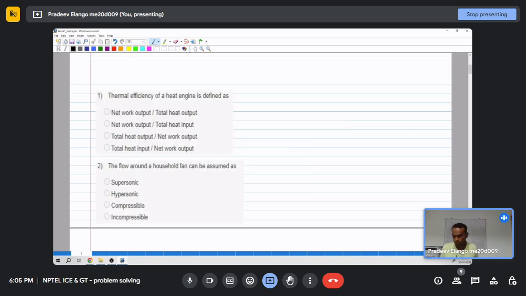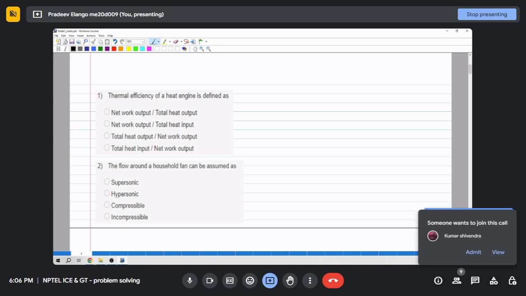Okay, I will start with the problems. The first question is, thermal efficiency of a heat engine is defined as dash: net work output by heat input, or net work output by total heat input, or total heat output by net work output, or total heat input by net work output. If you know your answers, you can either put them in the chat box, or you can also unmute and tell me.